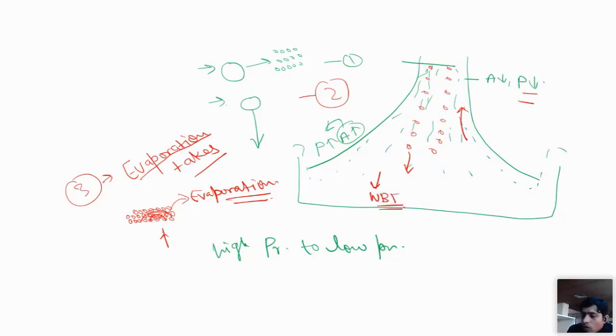Probably you all know what WBT is. This is wet bulb temperature. Initially it was the condition of DBT, the higher temperature, but by this method we may achieve this extent.